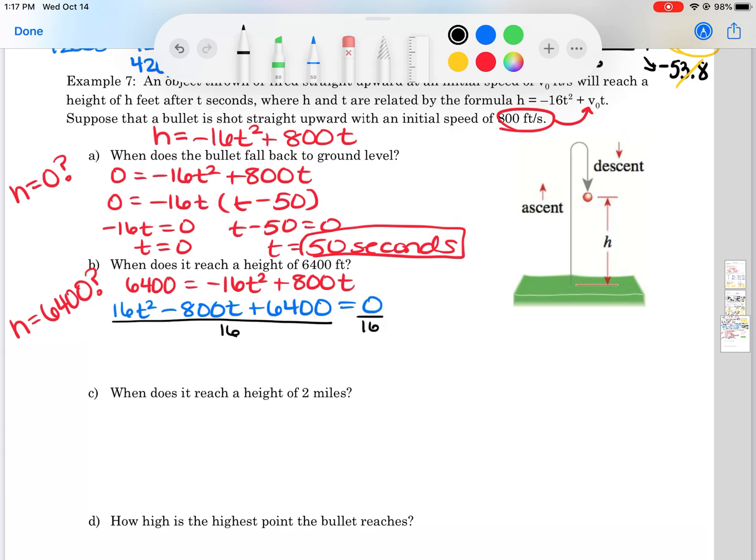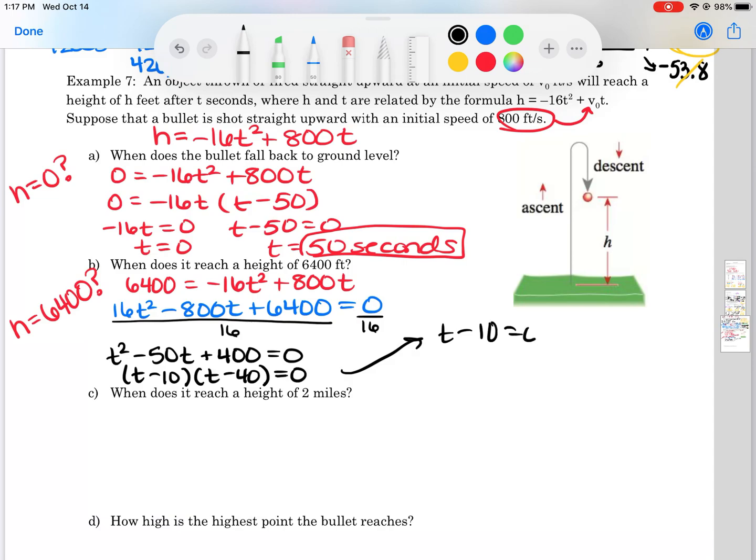We're going to divide out here by a GCF of 16. As long as we do it to both sides of the equation, that's perfectly fine. So we get t squared minus 50t plus 400 equals 0. Now, you could use the quadratic formula. You could use any method, but this does happen to be factorable. So that's going to give us t minus 10 times t minus 40 equals 0. And then when I go to solve that, t minus 10 is 0, which means t is 10. And t minus 40 equals 0, which means t equals 40.